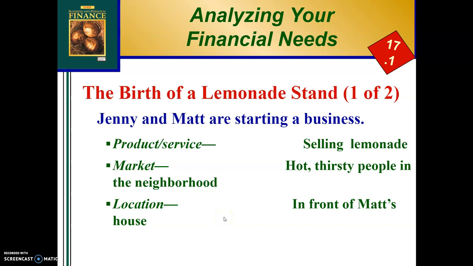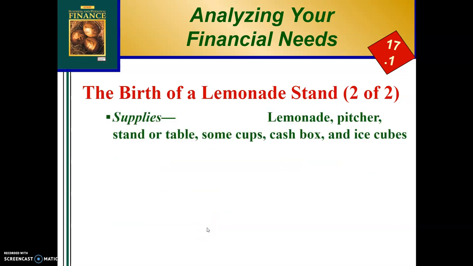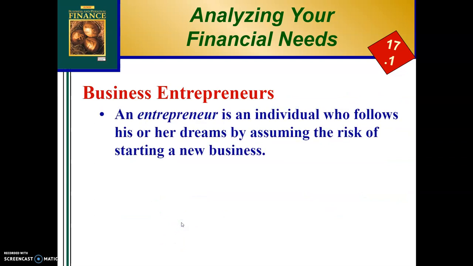Knowing this is going to impact how funding is obtained in order to start this enterprise. Supplies that are needed are a lemonade pitcher, a standard table, some cups, a cash box, and even some ice cubes. Advertising is going to be a large cardboard sign. The startup costs are coins for change, possibly even money for the lemonade and cups. Hopefully this is all that is needed to get this lemonade stand off the ground and started. Now Jenny and Matt are business entrepreneurs.